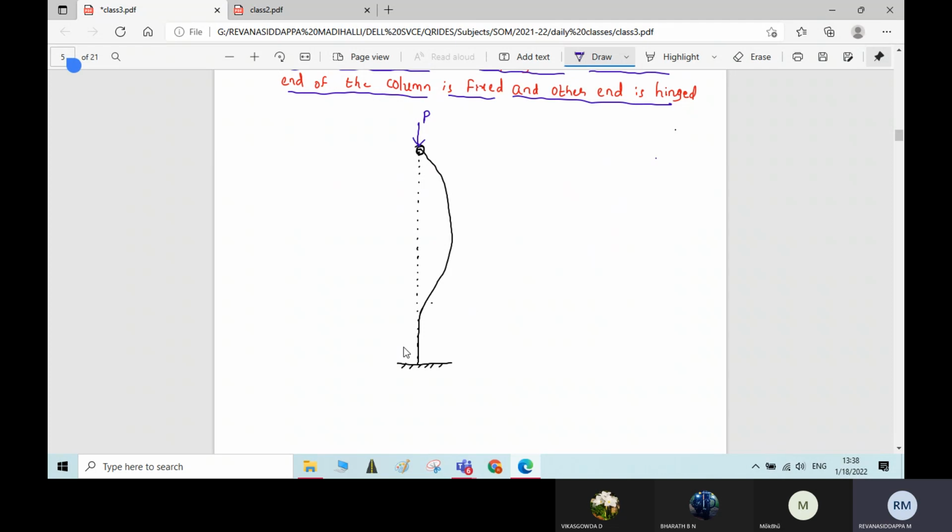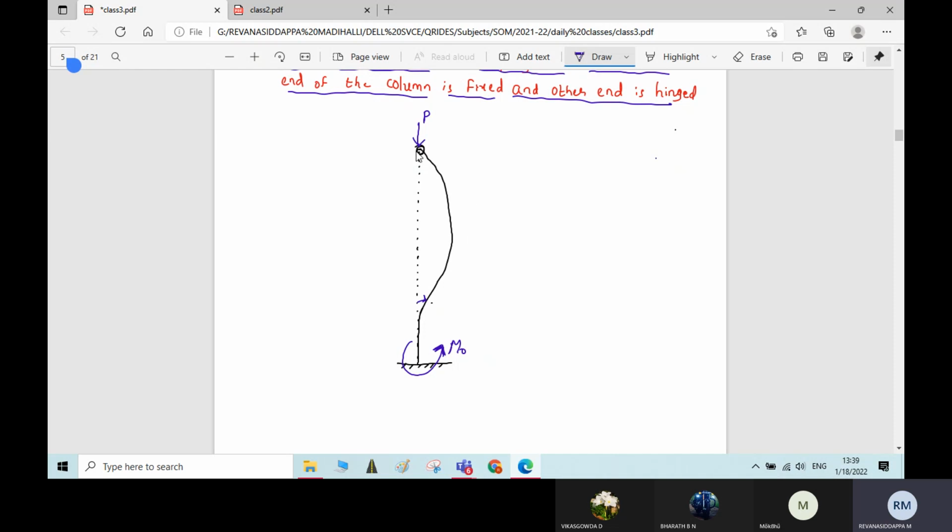Therefore, there will be a fixed end moment induced at the fixed support. What kind of moment? Fixed end moment. So what will be the nature of rotation here? The column rotation will be like this, meaning clockwise rotation. So for this clockwise rotation of the column, there will be an anti-clockwise reactive moment induced at the fixed support, as in the previous case. Call this M0. For this clockwise rotation at the fixed support, there will be an anti-clockwise reactive moment M0 induced at the fixed support.